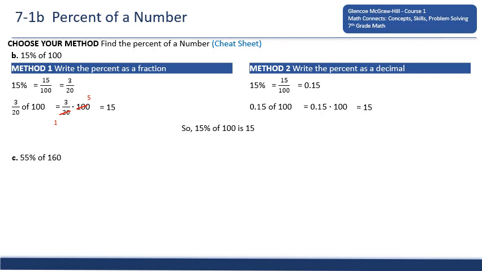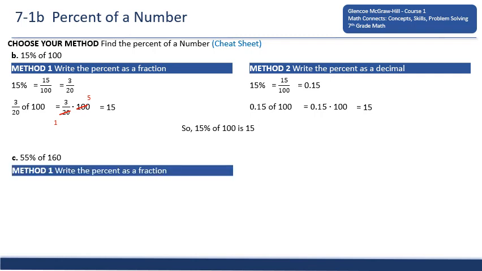55% of 160. Write the percent as a fraction. 55%, 55 over 100 equals 11/20th once we use the GCF of 5. 11/20th of 160, rewritten 11/20th times 160, and we're going to simplify 160 and 20 because 160 is really 160 over 1. So 20 once, 20 goes into 160 8 times. If we multiply that out, we get 88 over 1, or 88.